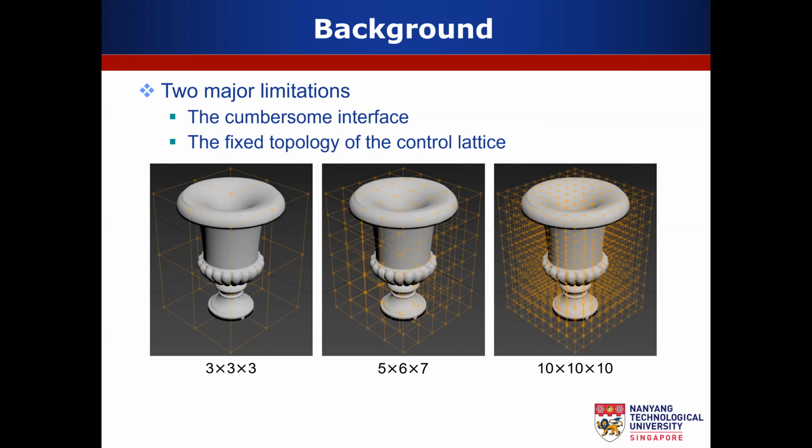However, FFD has two major limitations. The first one is that if a control lattice is set with a large number of control grids, the interface looks very crowded or even messy. As shown in the third figure, this not only blocks the view of the object to be deformed, but also causes inconvenience for interactive editing of the control points.